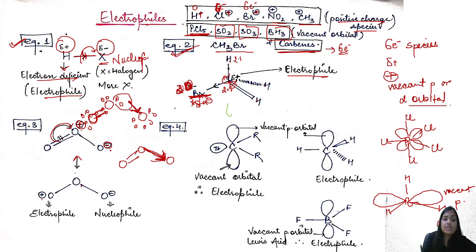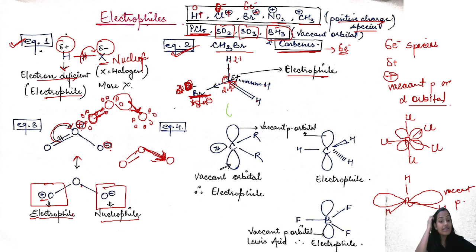So when we draw this kind of structure, we say that the oxygen bearing a positive charge is electrophilic in nature, and the other oxygen bearing a negative charge is nucleophilic in nature. Therefore ozone has both properties. This can act as an electrophile and this can even act as a nucleophile. Okay, so this is a big thing.